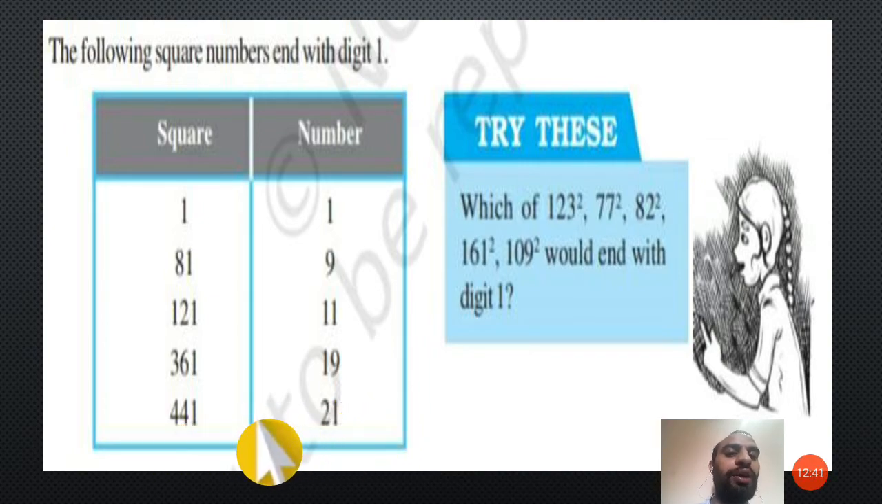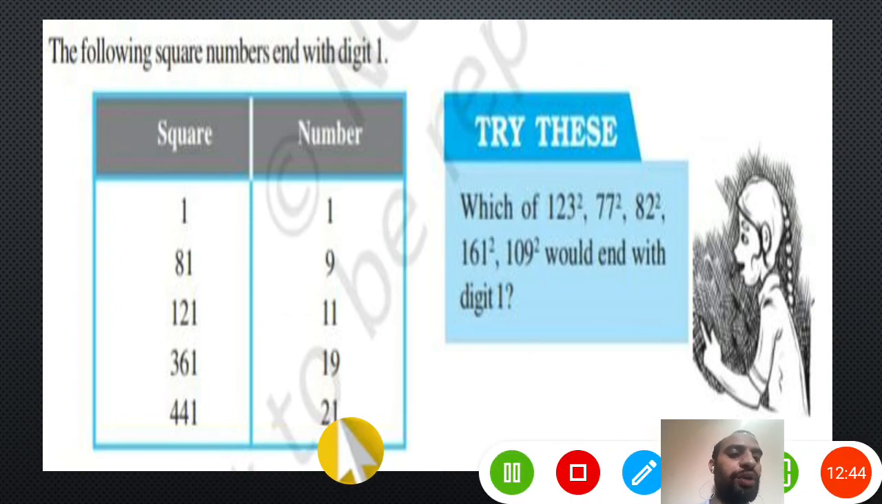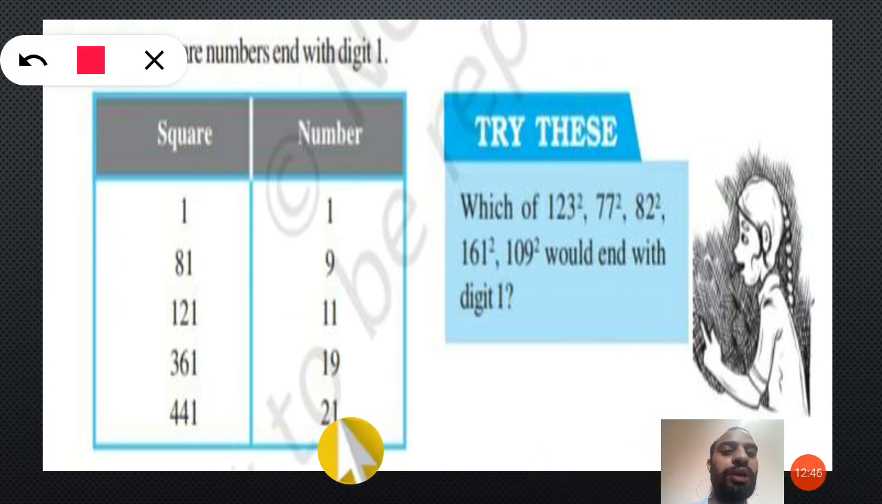What is the most common thing in all of these? The numbers are different but their unit place is the same. In all cases the unit place is 1. This is the interesting part to understand, and you can check some examples given here. Try these also. What would be the unit place in these cases?